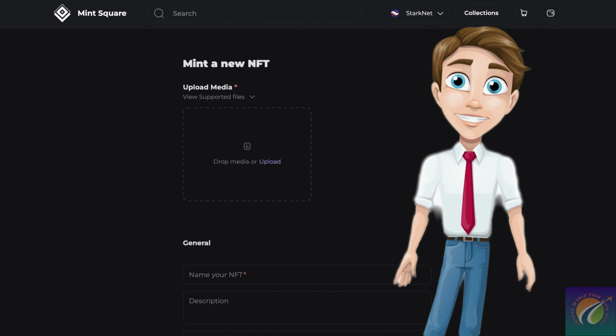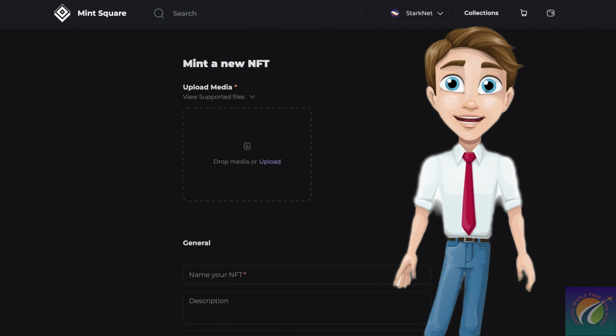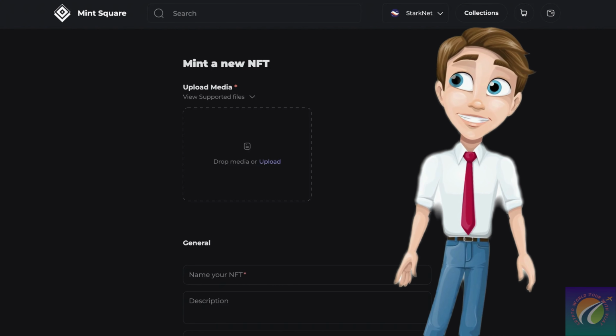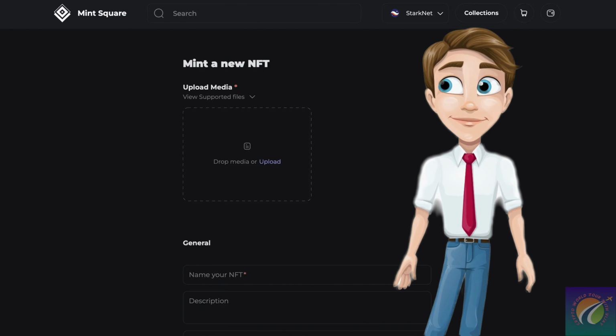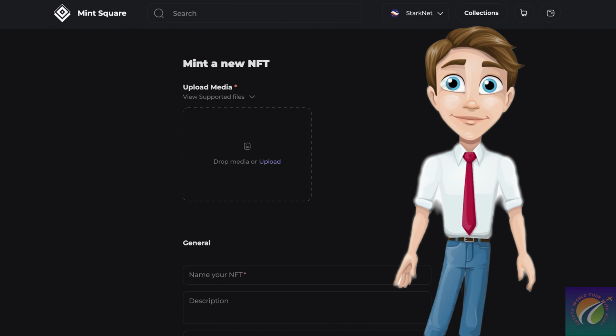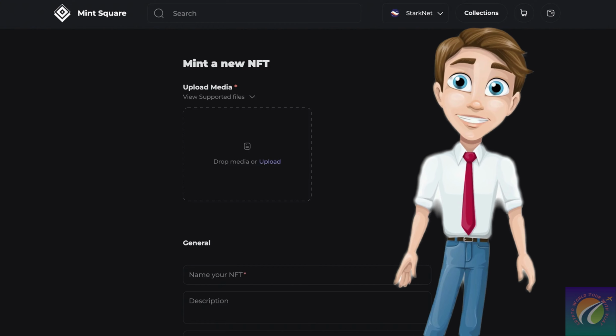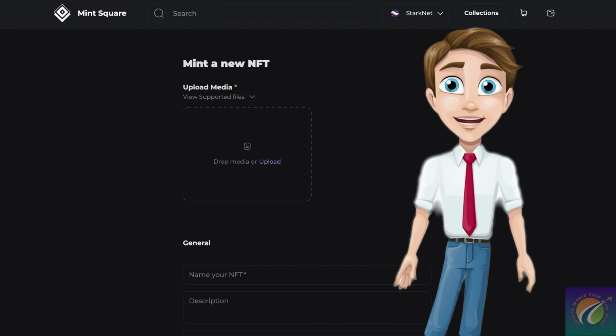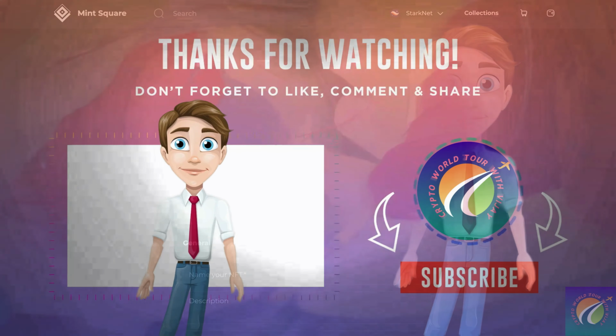Lastly, mint an NFT on Mint Square. For less than $1, you can upload any image and mint it as an NFT. Not only is this a fun way to participate in the zkSync community, but it's also a way to earn more tokens. So, there you have it.